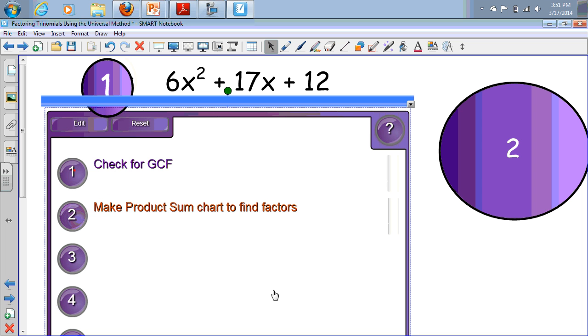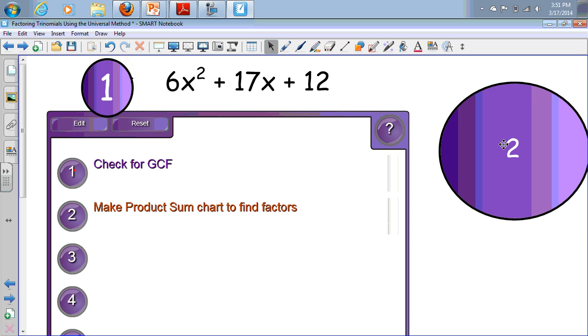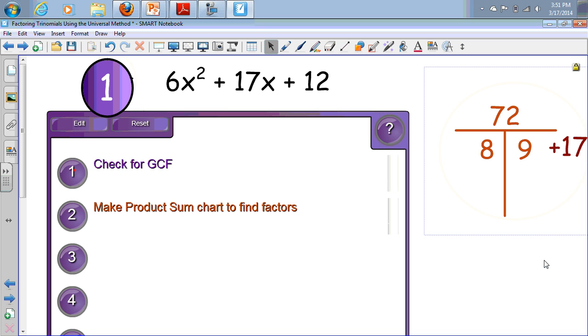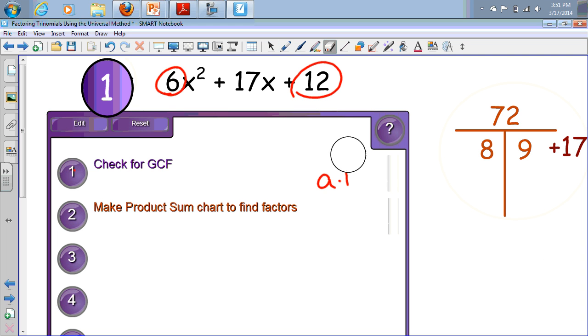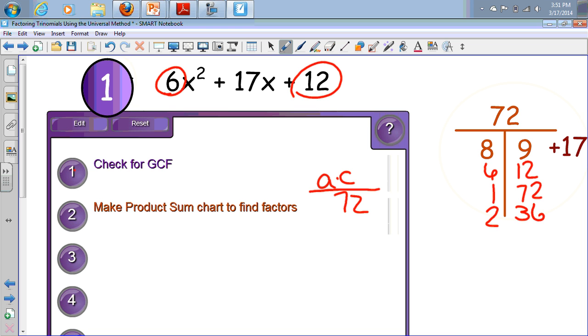Next, make a product sum chart to find factors. You multiply this coefficient times this, so A times C, not B. 6 times 12. That's 72. And you begin to list the factors of 72. You could have said 6 and 12. You could have said 1 and 72. You could have said 2 and 36.